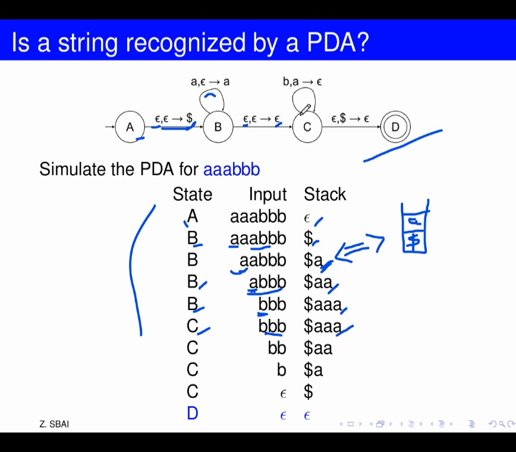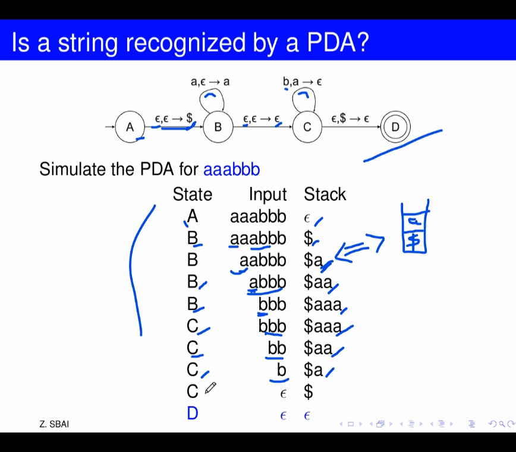From C, since we are seeing B, the next state will be C. We will advance the input to the next symbol, and we will pop the symbol A, which is on the top of the stack. Then again, we will apply this transition, which means that we will go to the next symbol of the input. The next state will be C, and we will pop a symbol A from the stack.